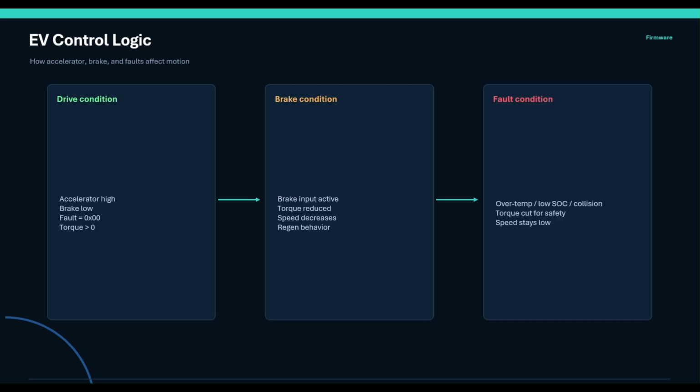The EV model calculates torque and speed when the accelerator is high, brake is low, and no fault is active. Torque becomes positive and speed increases. When brake is applied, torque is reduced and becomes negative. If a fault is active, the fault manager can force the torque to zero so the speed remains safe.